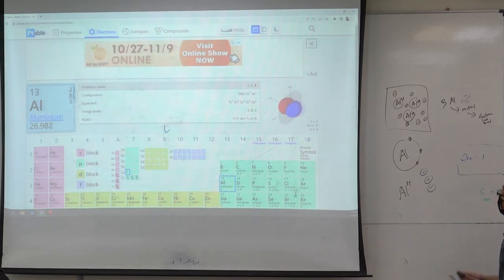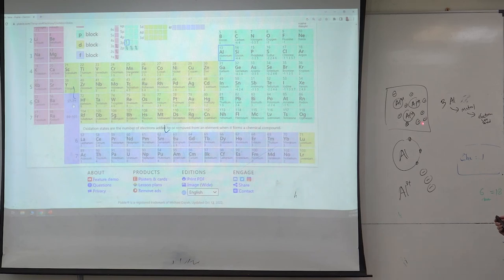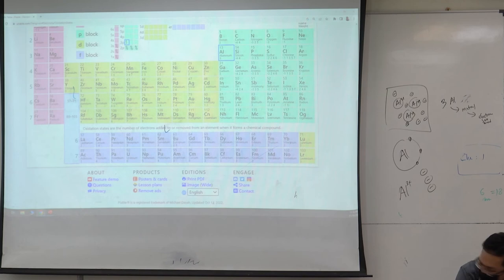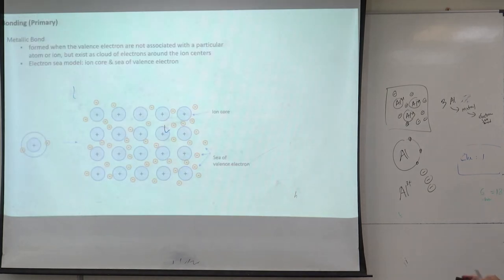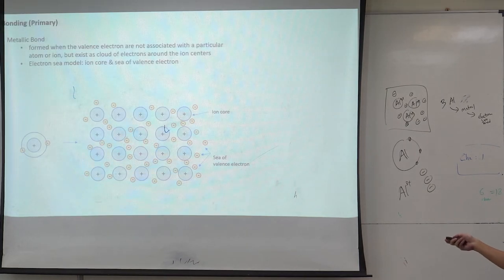So the most important thing, as I said, the number of the charges must be the same, because if not, it will not be neutral. So okay or not this? Are you okay? Okay, so there is an electron sea, a sea of valence electrons.